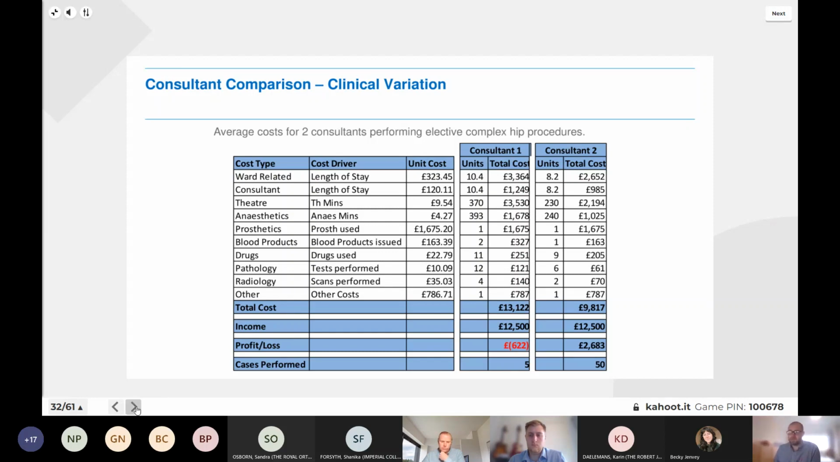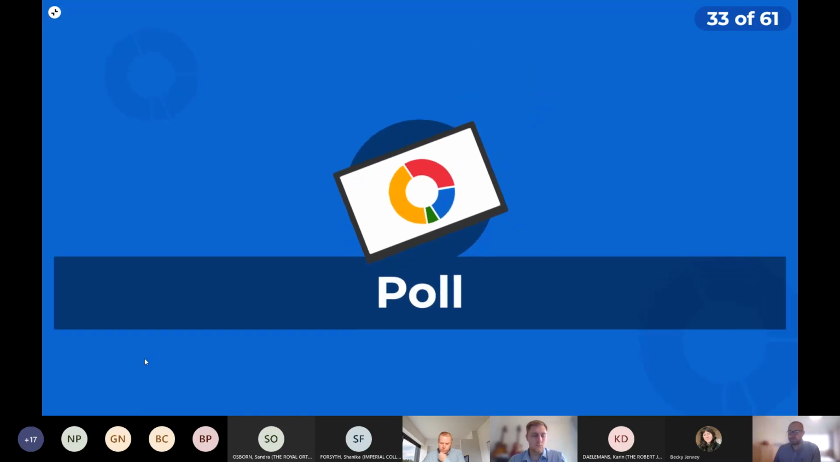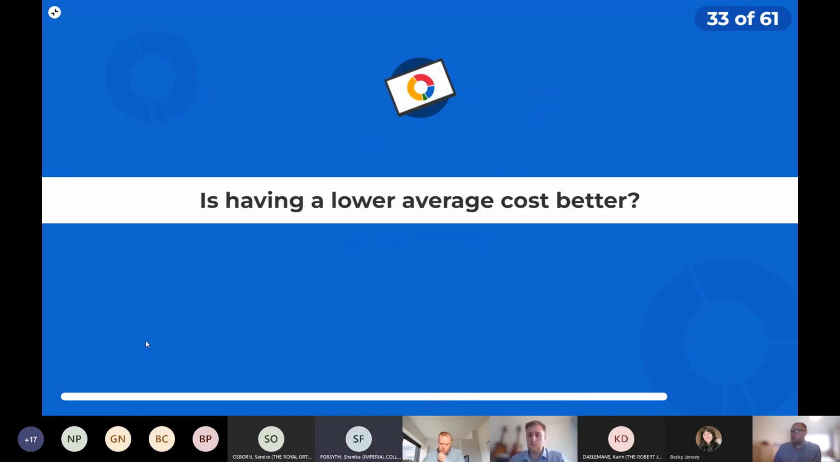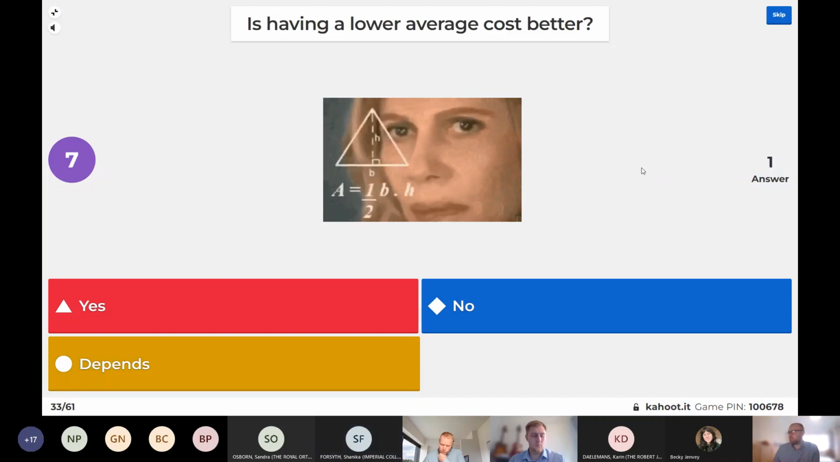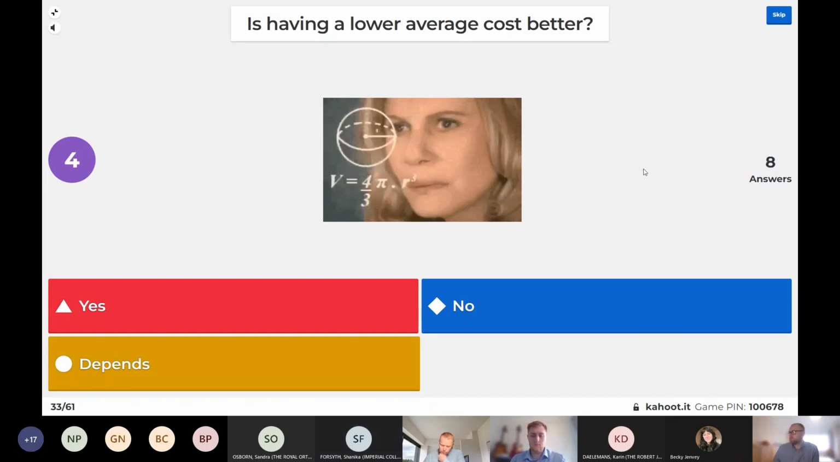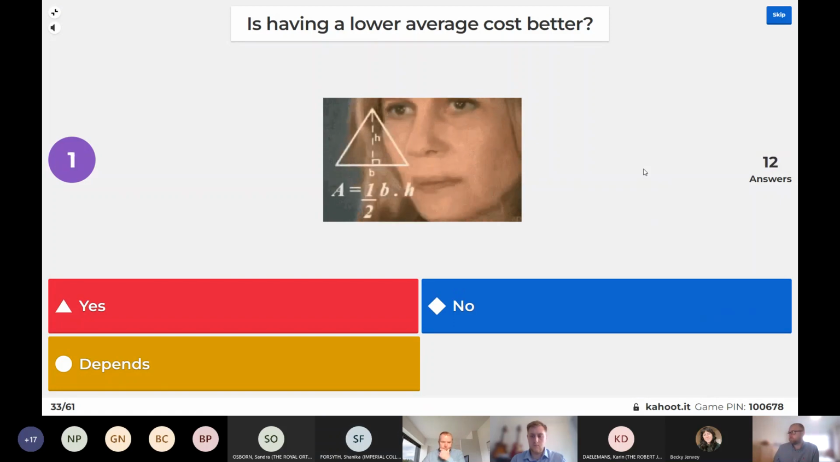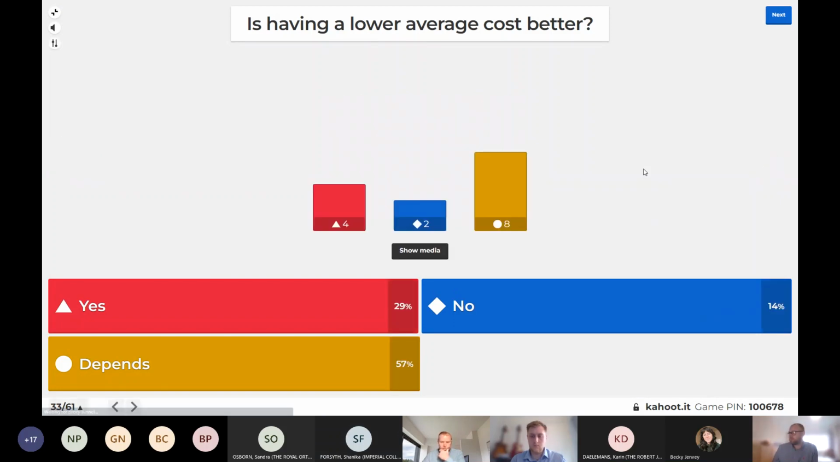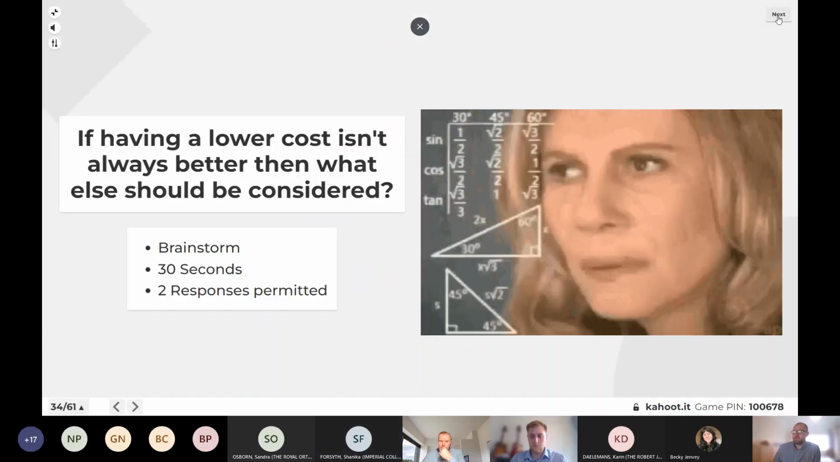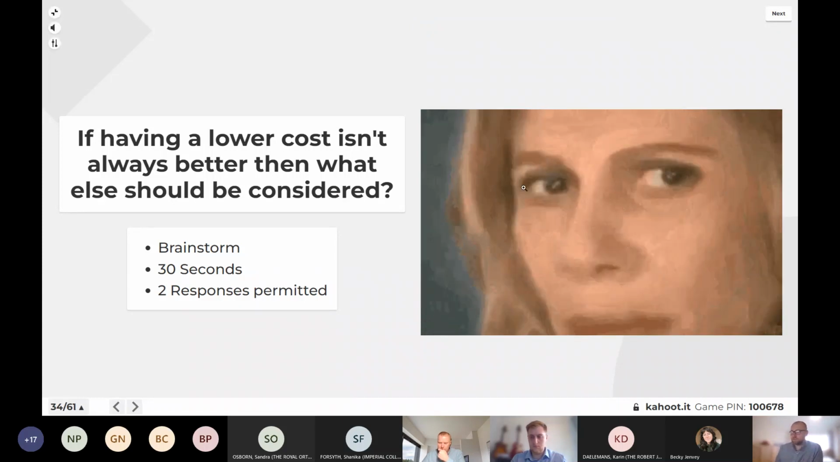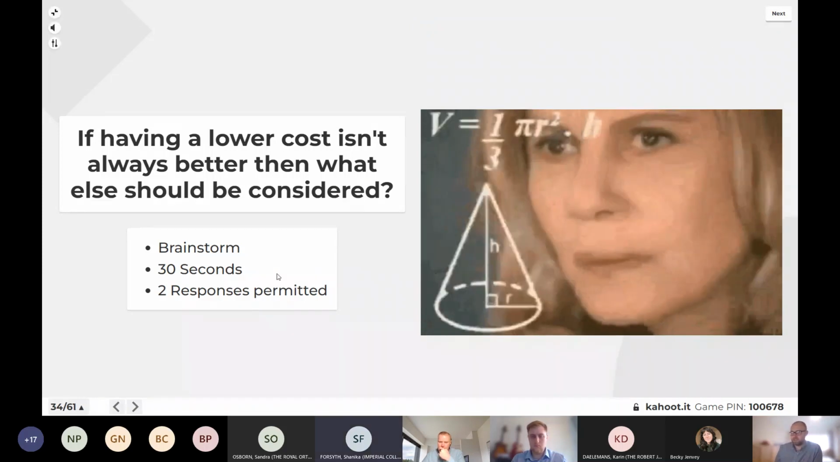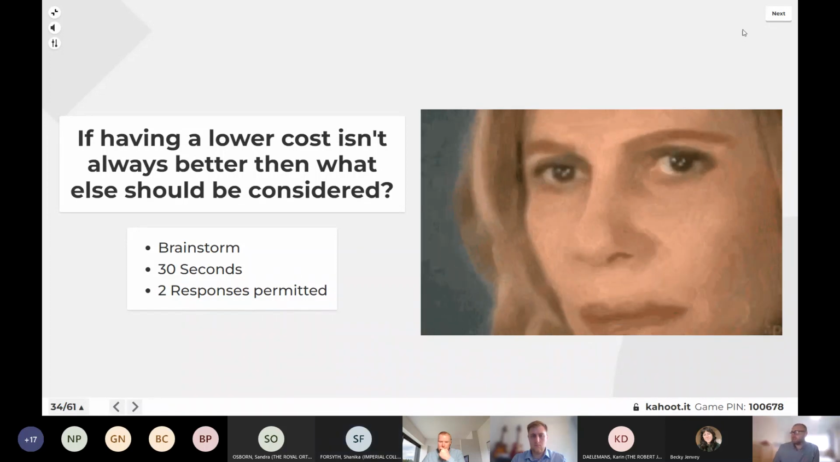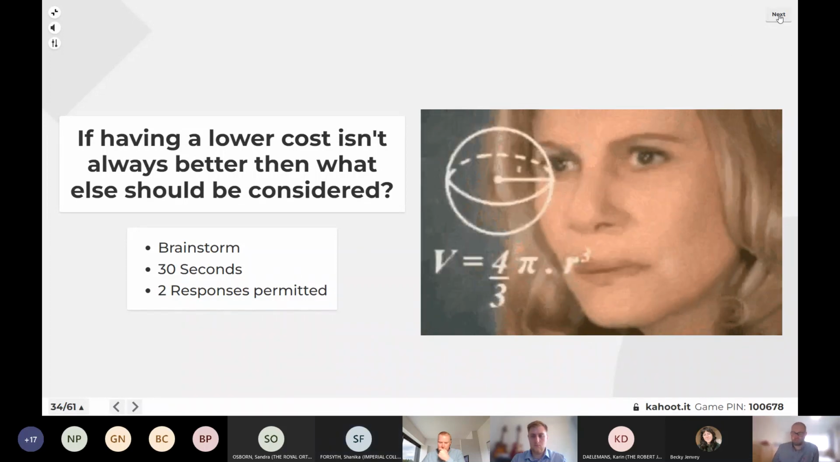So we've got a quick poll on your phones now. Is having a lower average cost better? So yeah, it depends. But if having a low cost isn't always better, then what else should be considered? Similar to the brainstorm before, you have 10 seconds and you can put in 2 responses. Anything else you should be considering when you're looking at the cost of something?